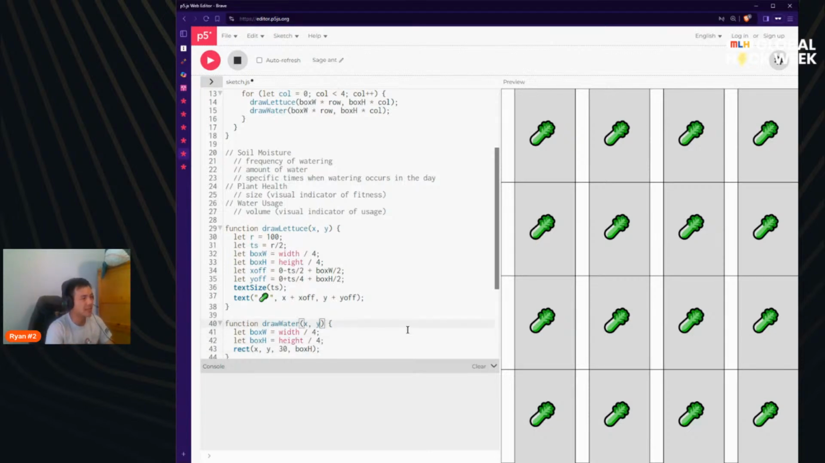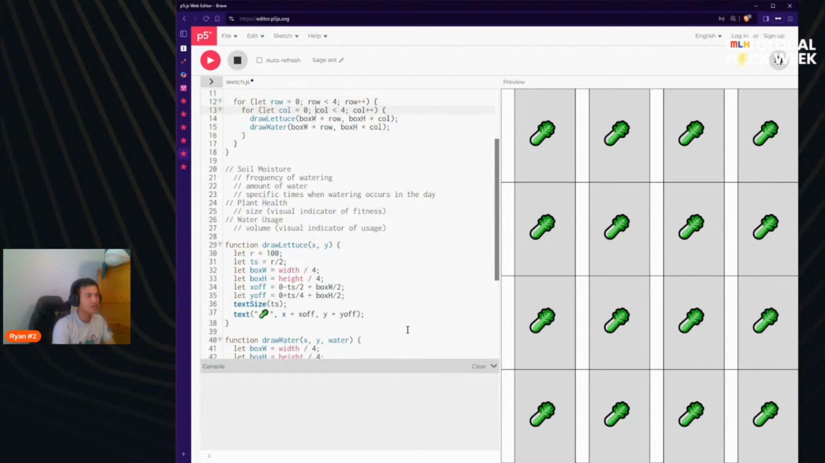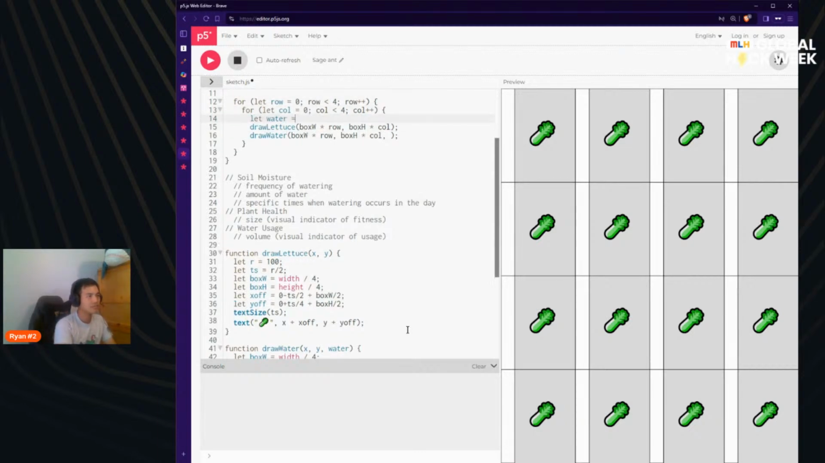Later on, we'll probably be passing in another variable here, that's just the water volume. For now, actually, you know what? Let's just go ahead and pop that in. Water volume.